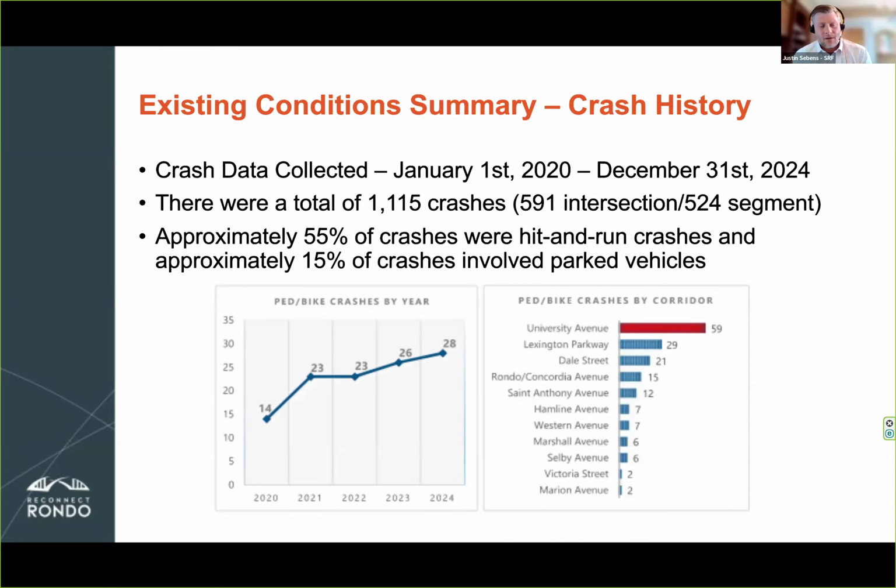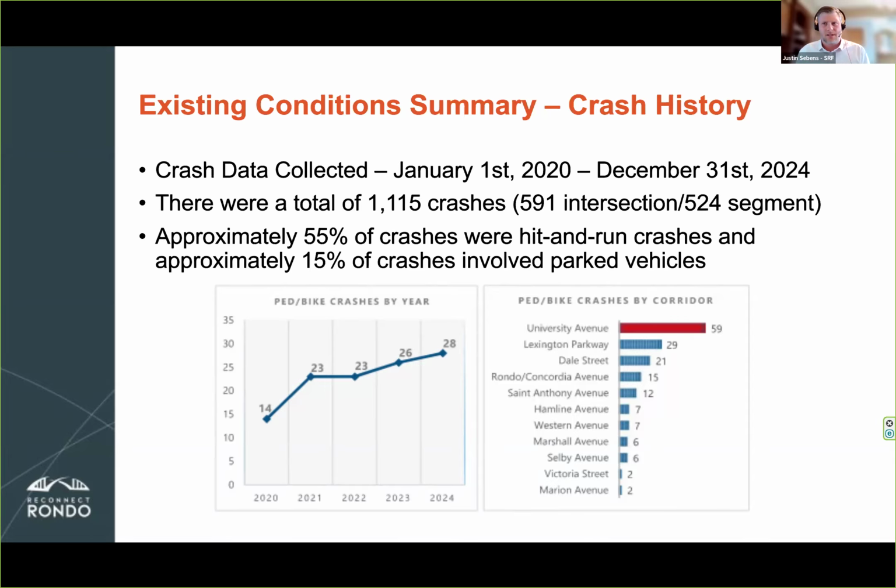For the existing data, we collected from January 1st, 2020 through December 31st, 2024. Within that 5-year window, we had just over 1,100 crashes. Of those 1,100, we had 591 that were considered at an intersection, and we had about 524 that were considered at the segment level. So those are non-intersection related crashes, kind of between intersections.